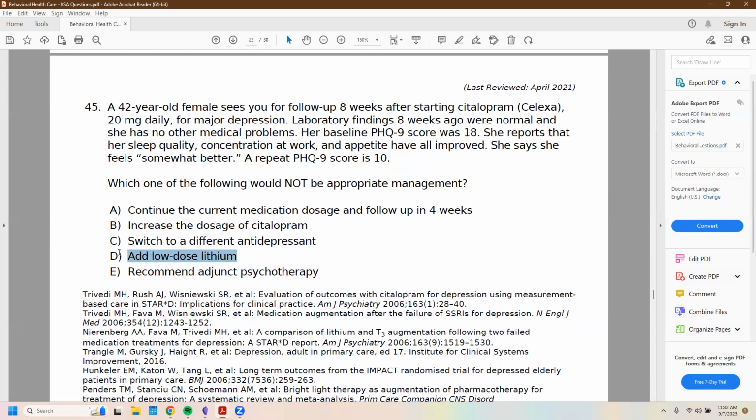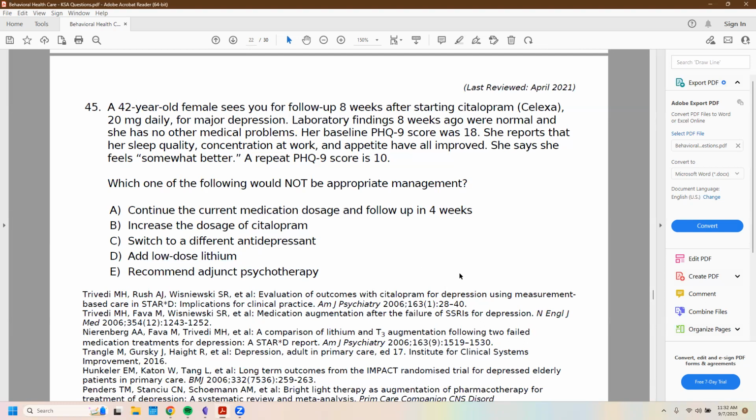Low dose lithium is not my first choice here. But basically, I think the point that they're getting at is that 20 milligrams is actually a pretty low dose for citalopram, and they would want you to at least try a higher dose like 40 milligrams prior to saying she failed it versus trying to augment. Because technically she did have a partial response here. So you could try low dose lithium, it's technically not wrong, but it's also kind of a terrible option.